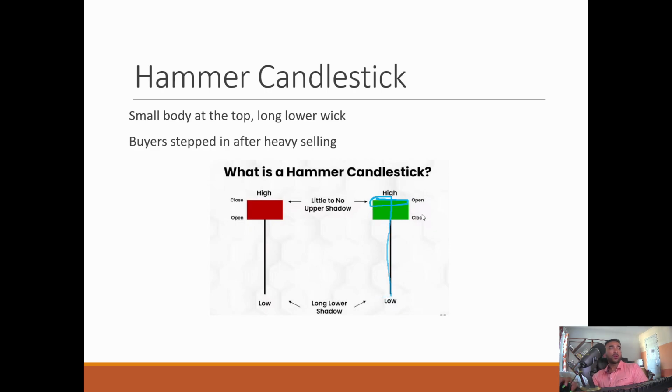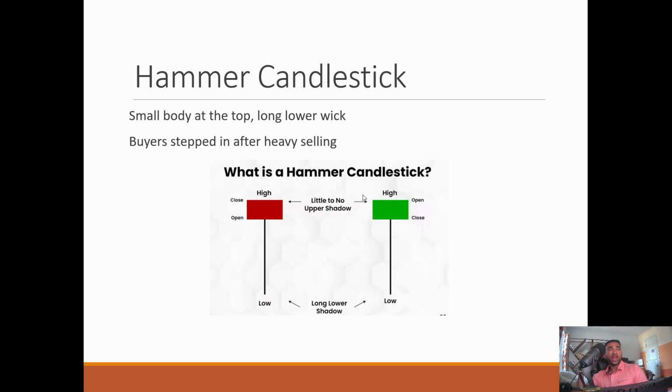What does that mean? When the price opens up here, people sold it, but as soon as they sold, people came in and bought very aggressively. This means that people are very confident that it's going to go up. That's why more and more people are buying. That's why the price is not staying down here. It keeps getting bought up. So it's very important.